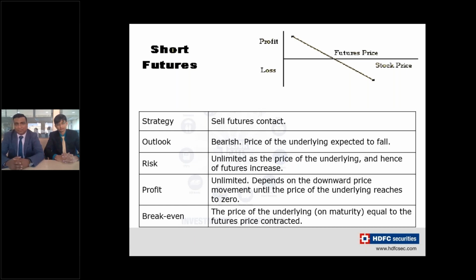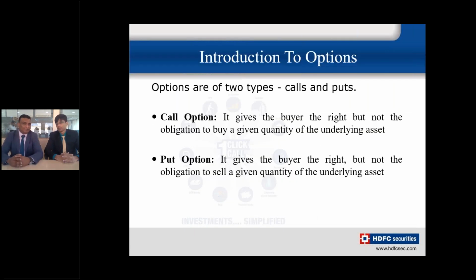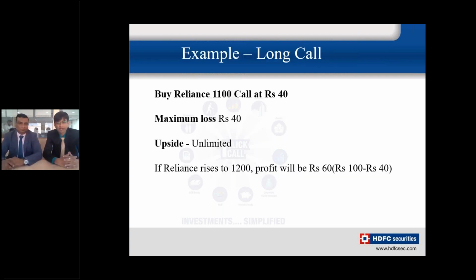Similarly, in the Indian derivatives market, options are also very famous and they are also gaining a lot of significance. Nandish, can you please explain what options are? Yeah, sure. There are two types of options. One is the call option and the second is the put option. The call option gives the buyer the right, but not the obligation, to buy a given quantity at a given price. In the case of a put option, it gives the buyer the right, but not the obligation, to sell a given quantity of the underlying asset.